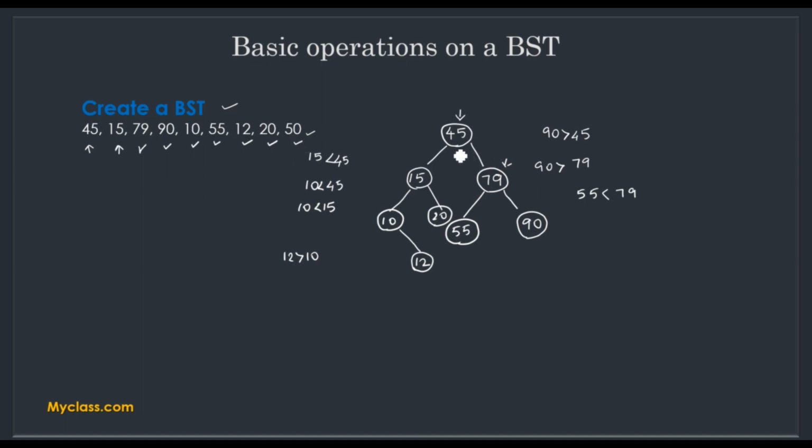Next is 50. 50 is greater than 45, so we have reached here. We travel to the right side. Then 79. 50 is less than 79, so we travel to the left part. Then we consider 55. 50 is less than 55, so we travel to the left side of 55, but it is null. So we insert 50 as the left child of 55. This is the end of our list. So this is the binary search tree of this particular list.